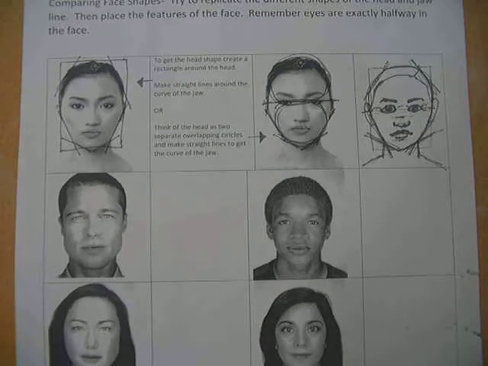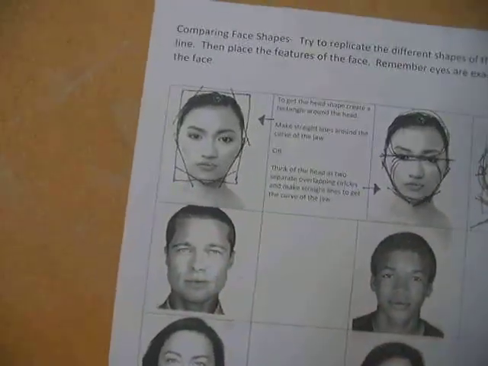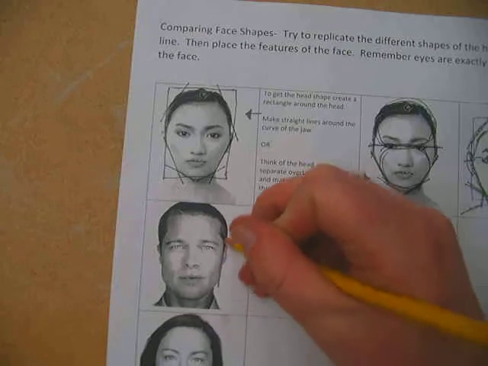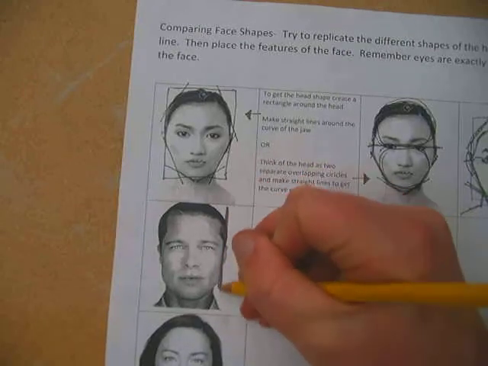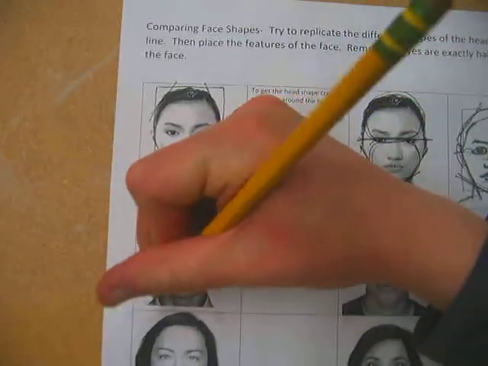This portion is focusing on head shapes. Everyone's head shape is a little bit different, and I'm going to introduce two different ways that you guys can think about this when you're trying to draw somebody's head. The first one is making a shape. So for example, here we've got Brad Pitt, and I'm going to create a rectangle that fits his head precisely.